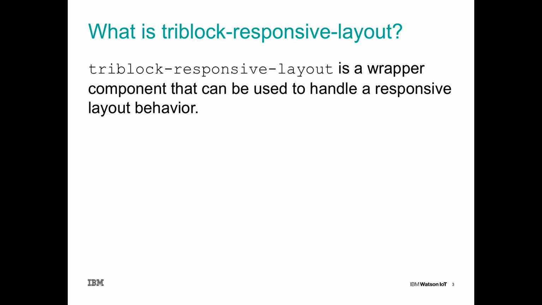What is triblock-responsive-layout? A triblock-responsive layout is a responsive container that controls the behavior of its child elements. The child elements display horizontally on a browser screen width that is larger than 600 pixels and vertically on a browser screen width that is smaller or equal to 600 pixels. To show you what I mean, let's jump into the code and look at the demo application.